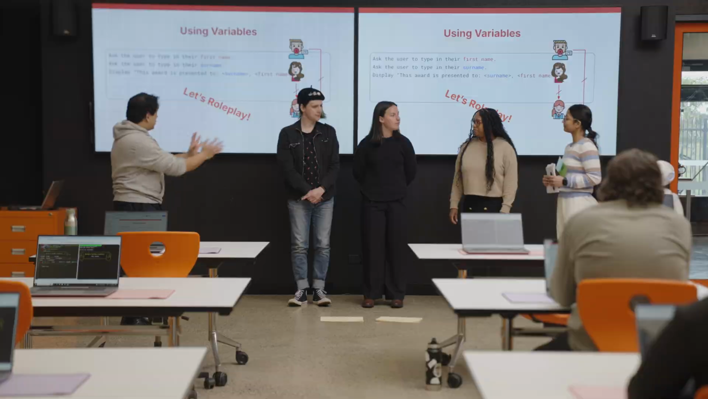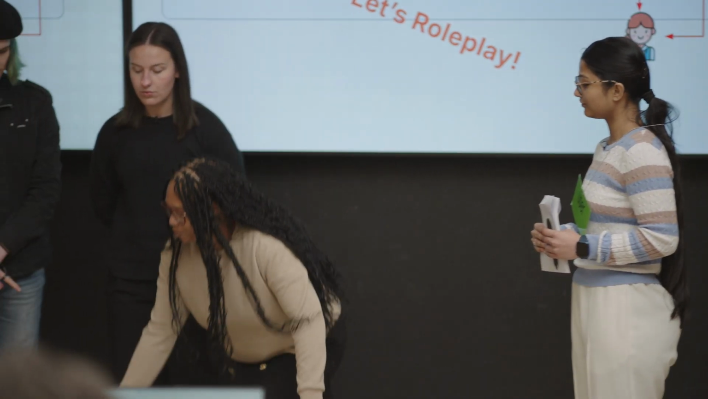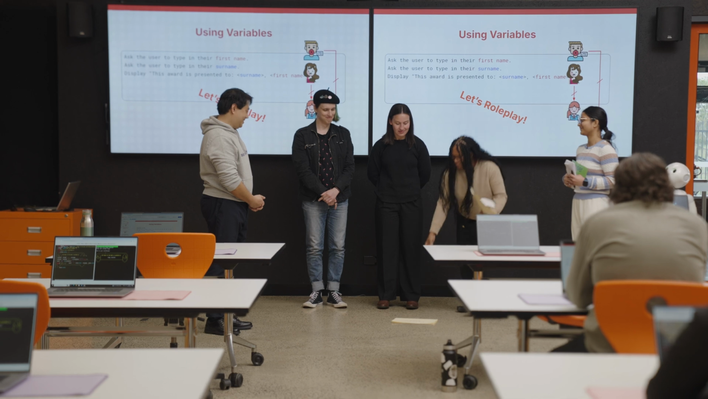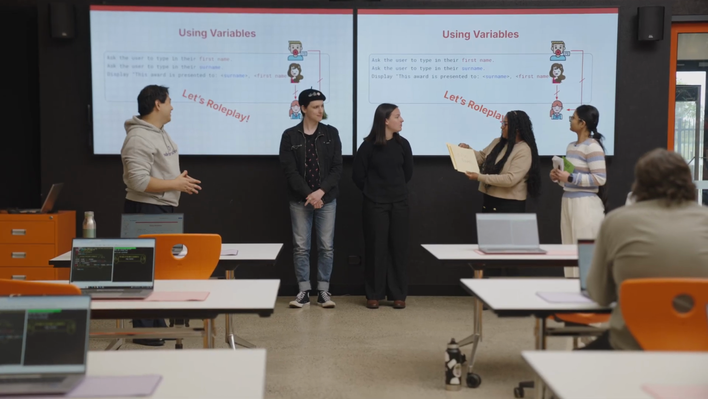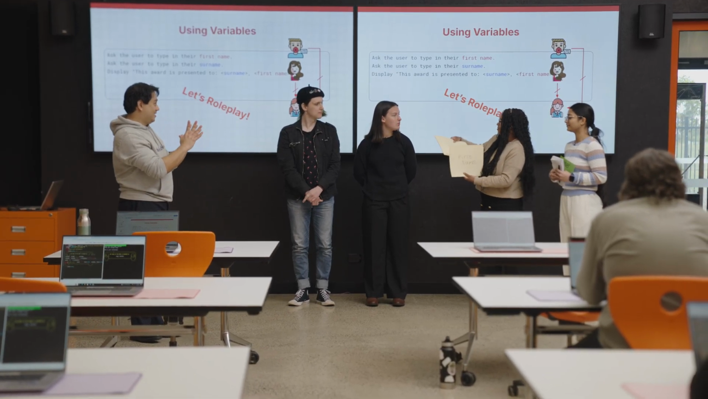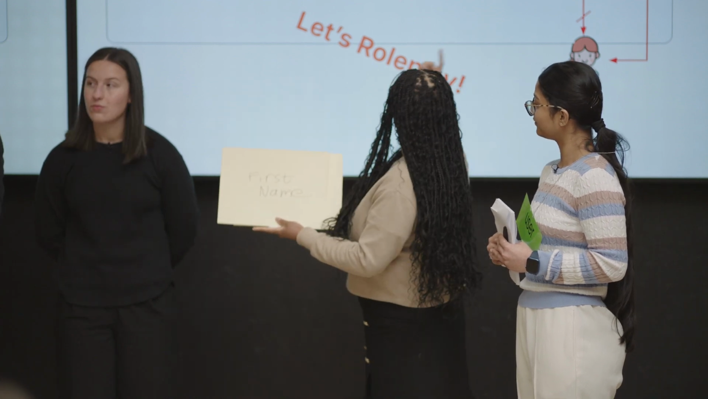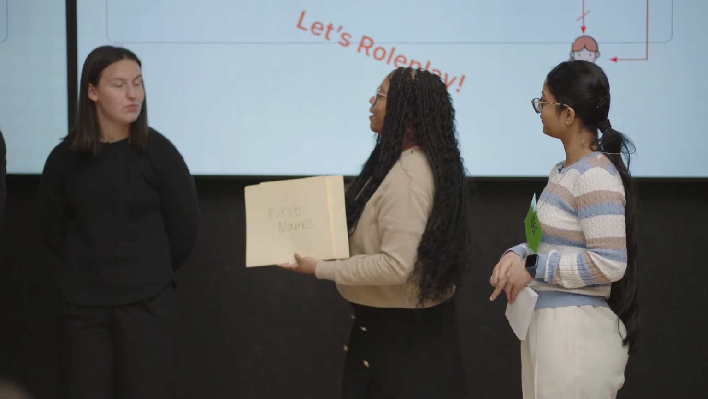You do? Go ahead. Do your line of code. This award is presented to Jack, first name. So this award is presented to, surname was Jack, comma, first name was Maya. So this award is presented to Jack, comma, Maya.